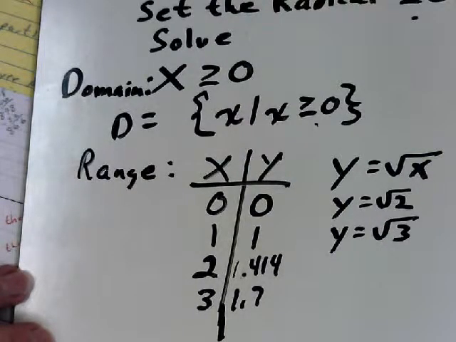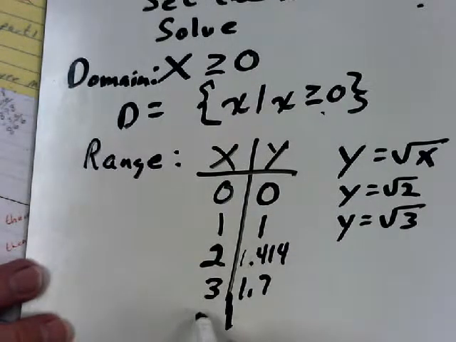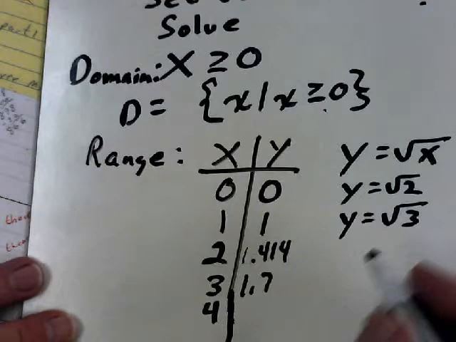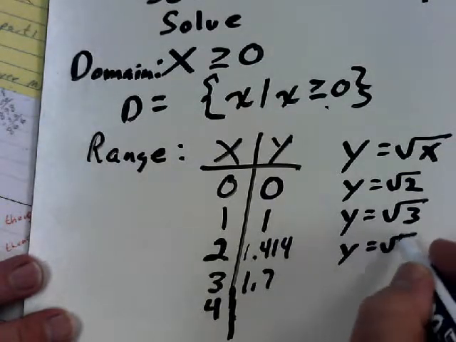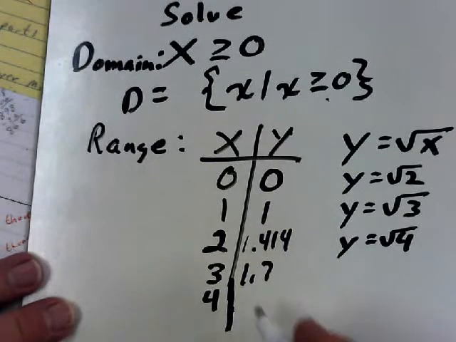Is 4 is 2? 4 is 2. I think the square root of 3 is 1.7 something. 1.73205. Okay? 4. So now I'm looking for y equals the square root of 4. And Jacob's already told me 2.